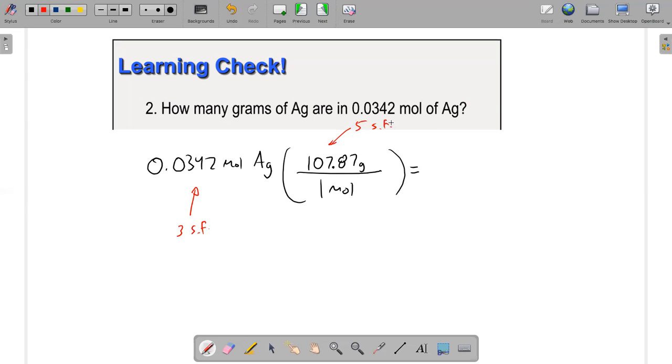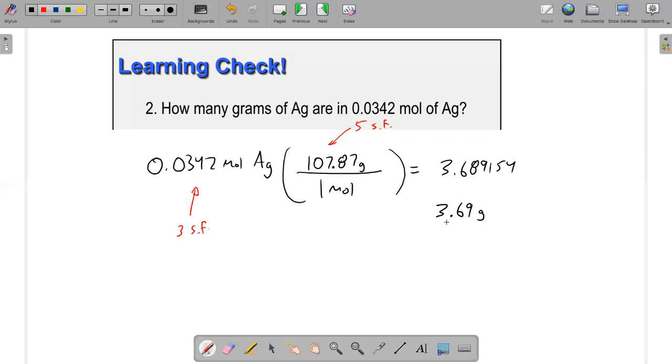0.0342 times 107.87. Well, my calculator says 3.689154. That's way too many digits. We want to round this to only 3 digits: 3.69 grams. So if you needed this quantity, 0.0342 moles, you'd actually weigh out 3.69 grams. So that's one more example of going from moles to grams.